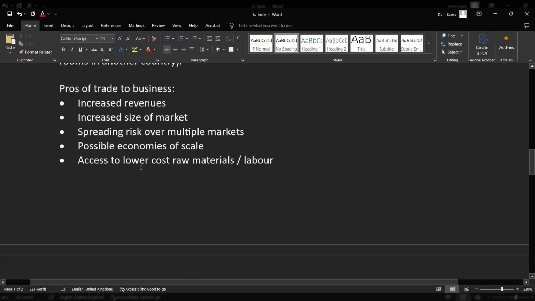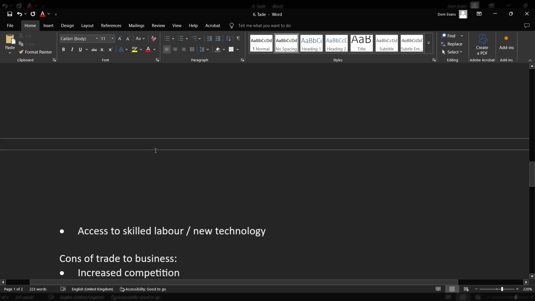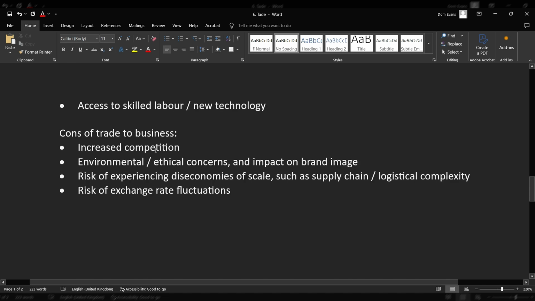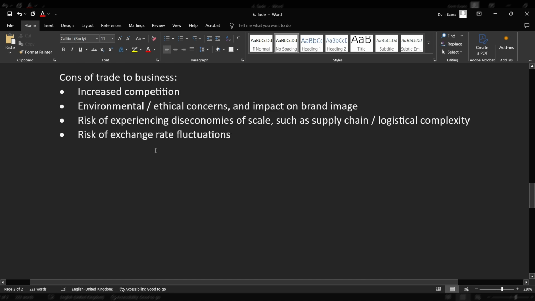So, key thing to be aware of is the pros of trade to businesses. So, the pros of selling stuff to customers abroad, but also the pros of having a choice of suppliers from around the world. I'll let you read that. All right, but there are also cons of trade to businesses as well, of course.